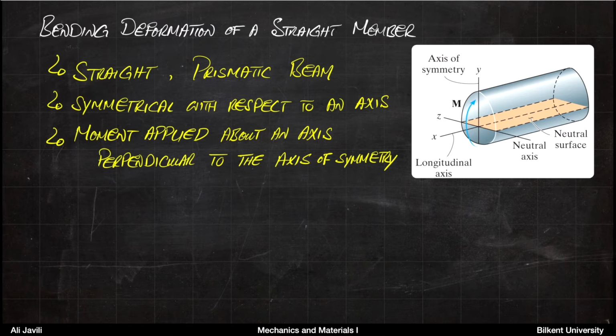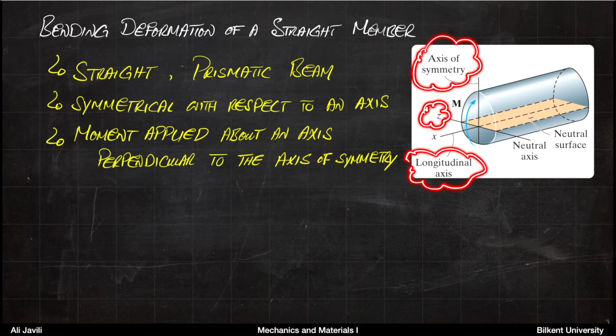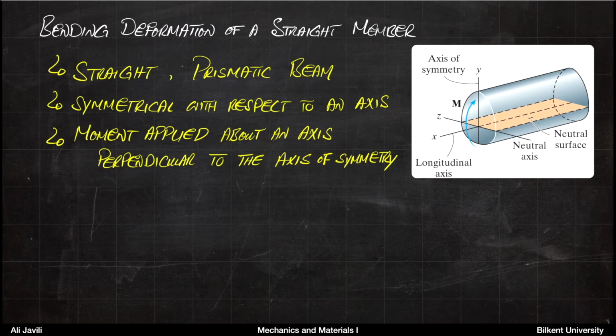I also mentioned that usually for the direction of y, z, and x-axis, we follow what you see in this picture. So usually we assume that y is the axis of symmetry, z is the axis with respect to which you apply the moment, and x is your longitudinal axis. Also in this picture, you see that the z-axis is also referred to as neutral axis, or the whole surface here at y0 basically it is referred to as neutral surface. We come to that in a second.